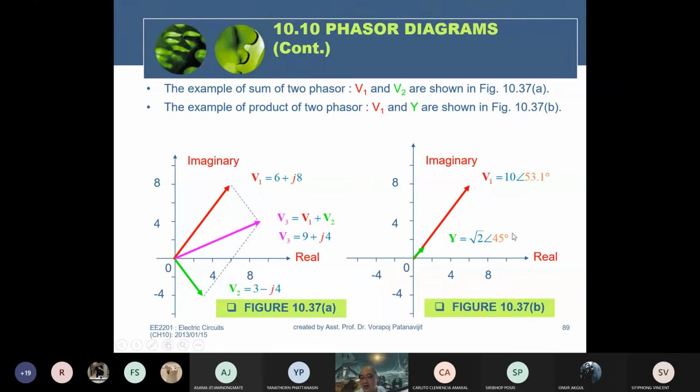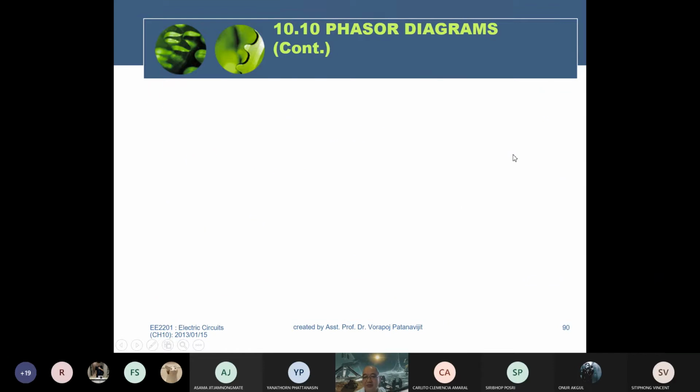The phase angle is 53 degrees plus 45 degrees, which reaches approximately 98 degrees. You shift from here by another 45 degrees, and the magnitude you amplify by 1.4. So I equals VY, equal to 14 at approximately 98 degrees. You can see how to use the phasor diagram for addition, subtraction and multiplication.